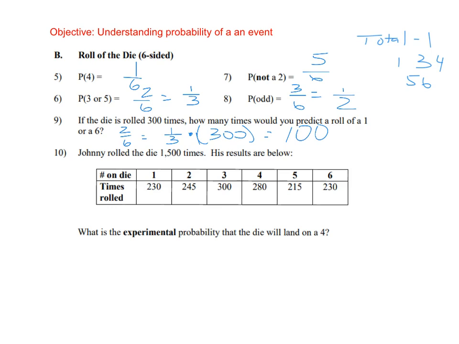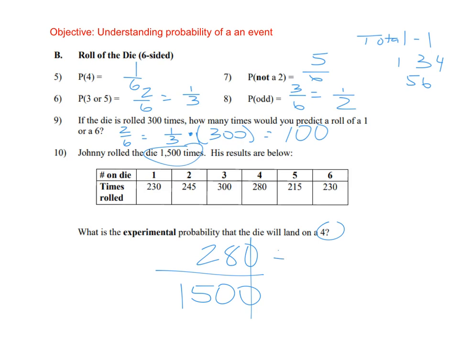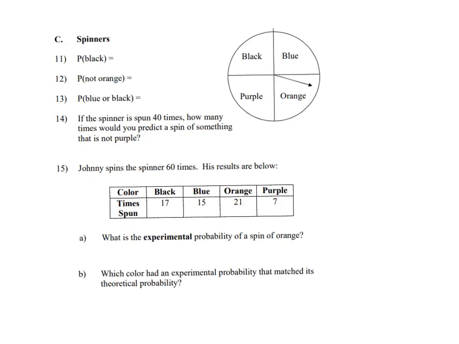So for experimental probability, we know the total was 1,500. What we wanted to happen was for it to land on a 4, and we got 280. And I'm going to simplify that. I'm going to divide by 2. I get 14 over 75. And again, if you want to put that in the calculator, turn it into a percentage, you can. All right, pause the video, try it on your own.